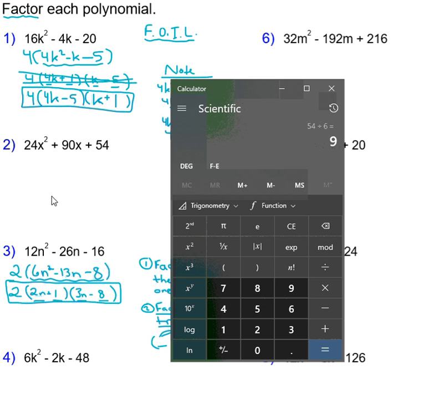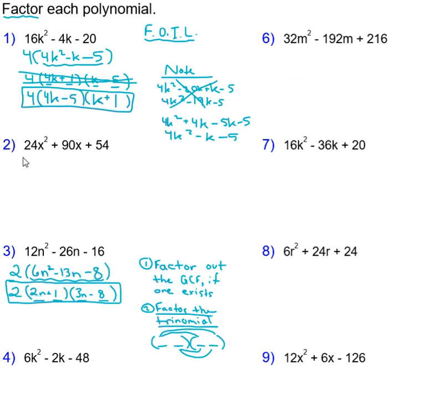Does anything bigger go into 24 that might go into the other two? You could try 8, 12, or 24. If you try 8, is 90 divisible by 8? Nope. Is 90 divisible by 12? No. And is 90 divisible by 24? No. So the greatest common factor of all these numbers is going to be 6.